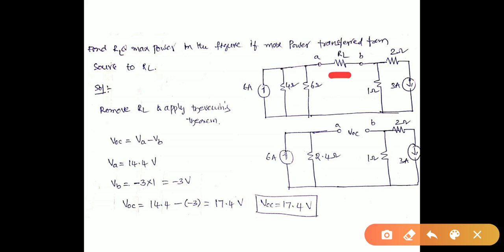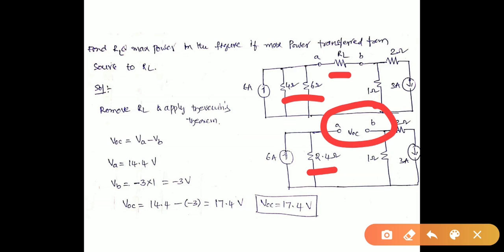Here we have two parallel resistances, 4 and 6. Upon simplifying with the parallel formula, 4 into 6 by 4 plus 6, we get 2.4 ohms. Now we have to calculate the voltage in this open circuit, because the entire network should be replaced with a Thevenin equivalent circuit.